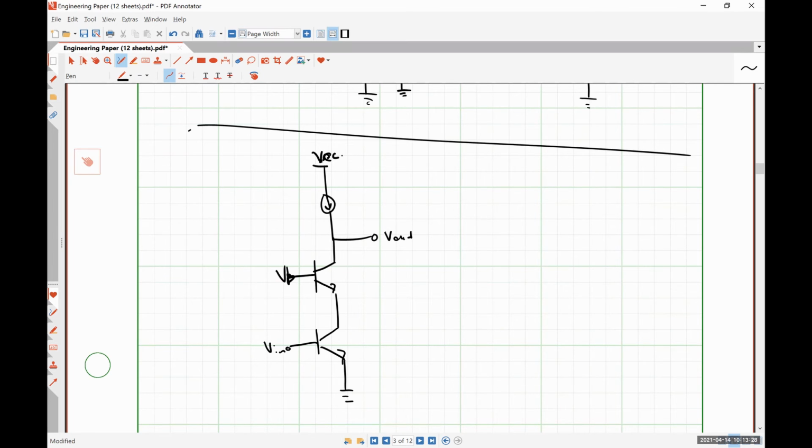All right. If you had VN here, and VB here, this is no longer Cascode. It is a common emitter amplifier being degenerated by a current source. Cascode means the input has to be applied at a different transistor than the one the output is taken from.